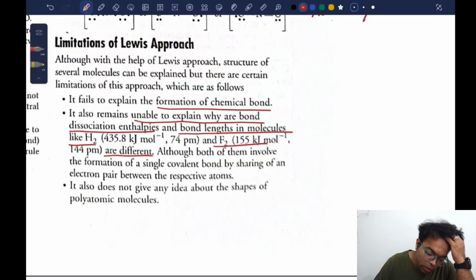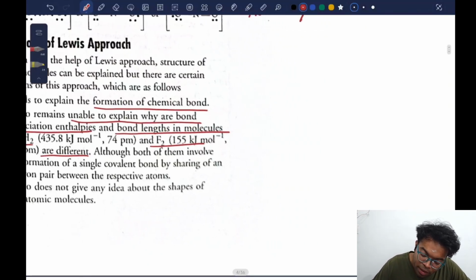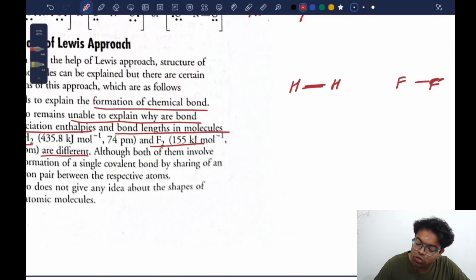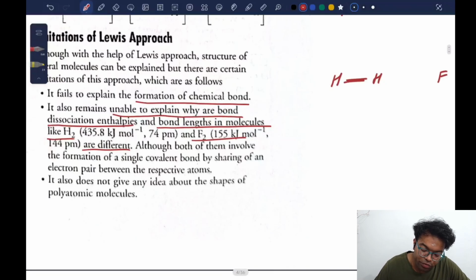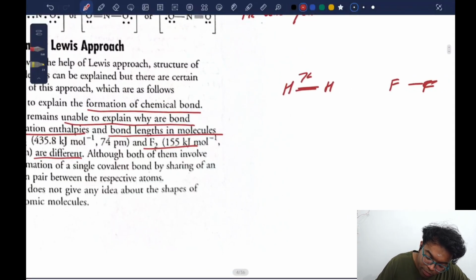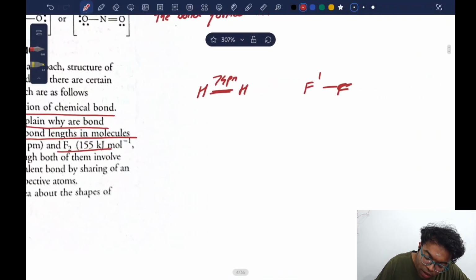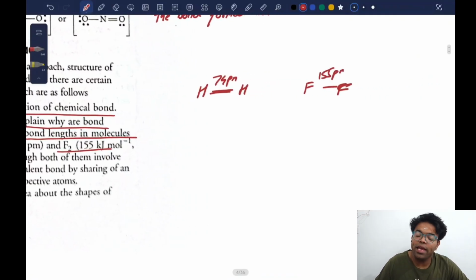Basically, the important point in this section is, hydrogen and hydrogen form what? A single bond. Fluorine and fluorine also form a single bond, but the length of the bond is how much? The bond length in the molecule of H2 is 74 picometer, and F2 is 155 picometer. Why is this happening? It was not able to explain it.